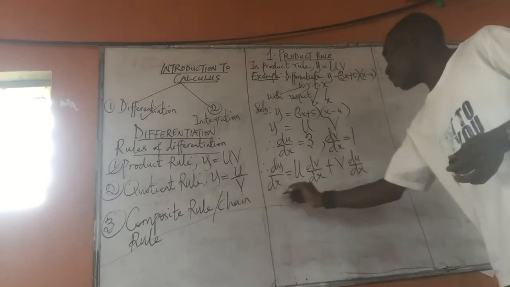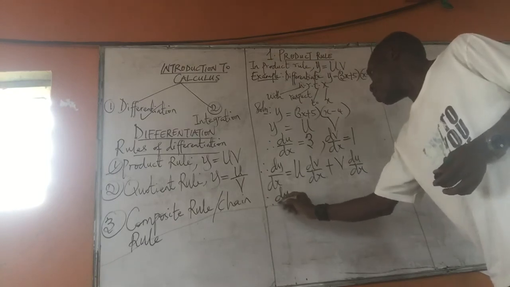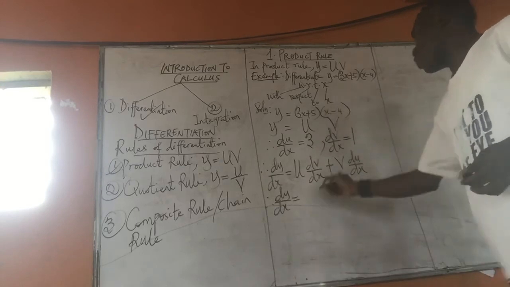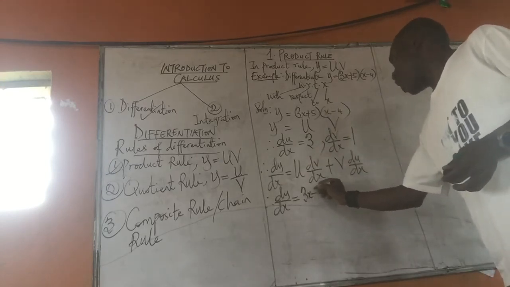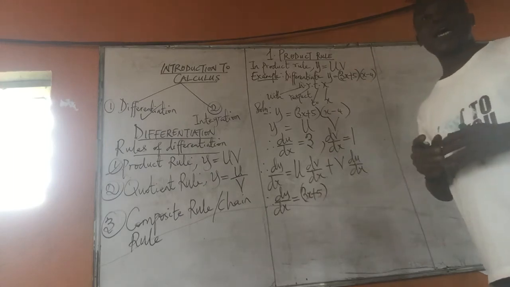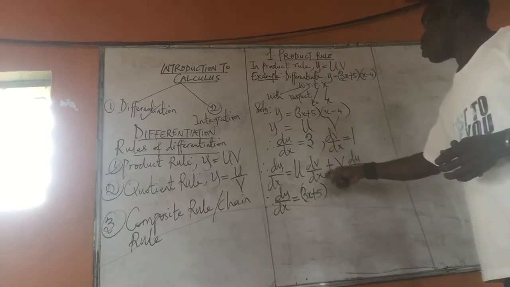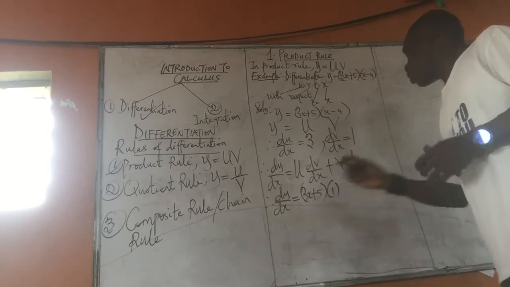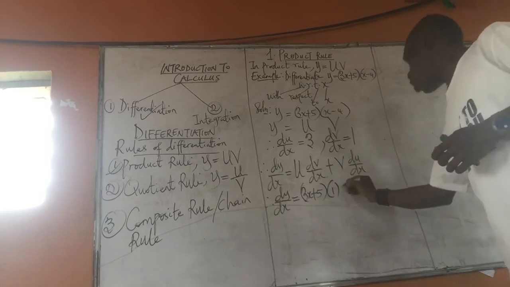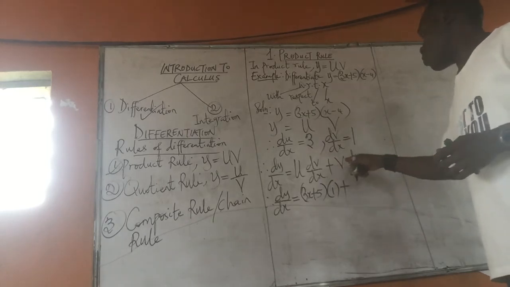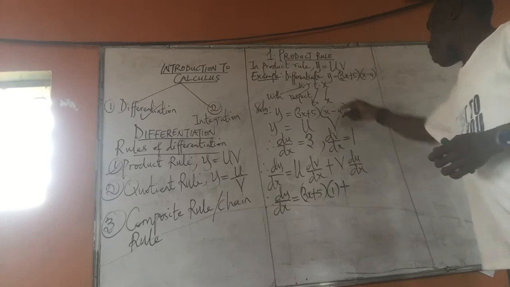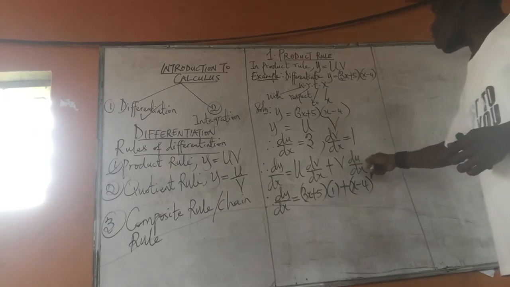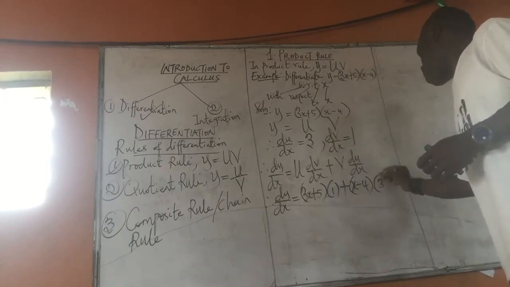Now by so doing, that means we are going to have dy/dx equal to our u. That means our u is 3x plus 5. That will be 3x plus 5 multiplied by the value of dv/dx, which is 1, multiplied by 1. Then we have plus, that is coming from the formula, plus v. The value of v is x minus 4. We are substituting here x minus 4 multiplied by the value of du/dx, which is now 3. What do we do next?